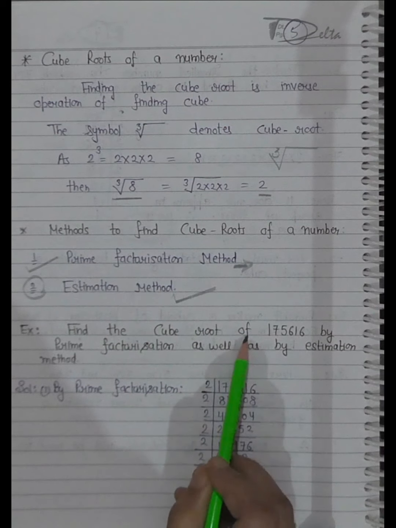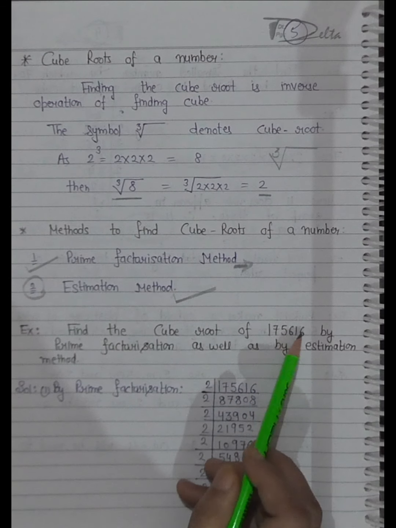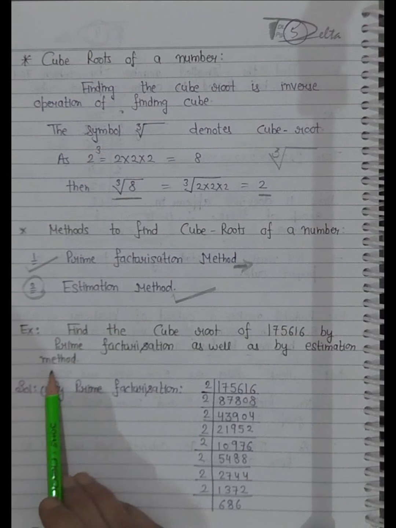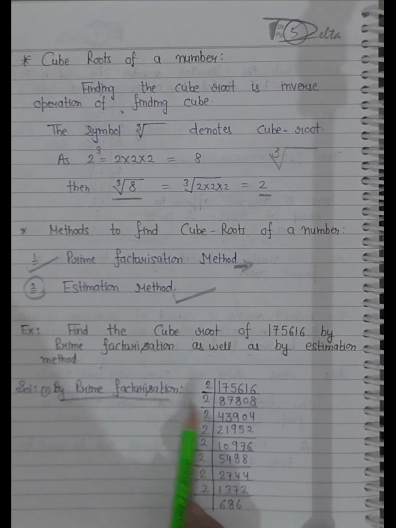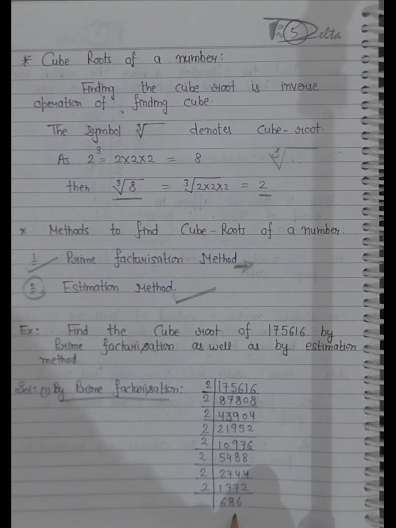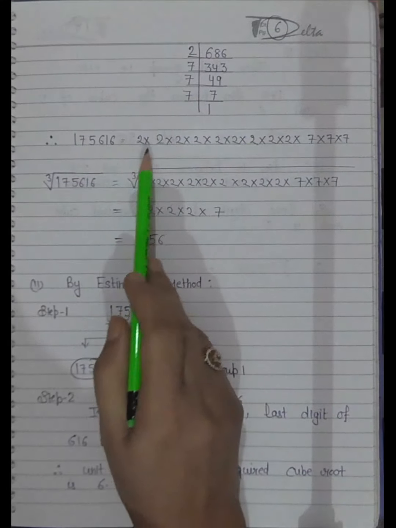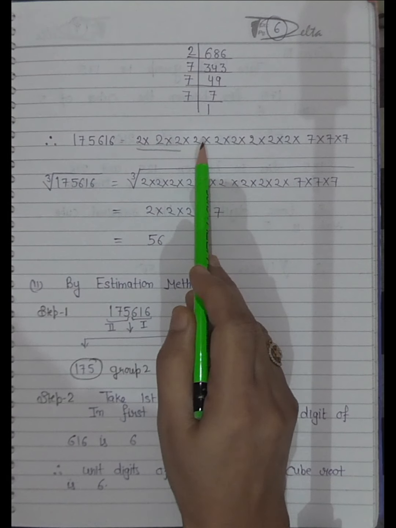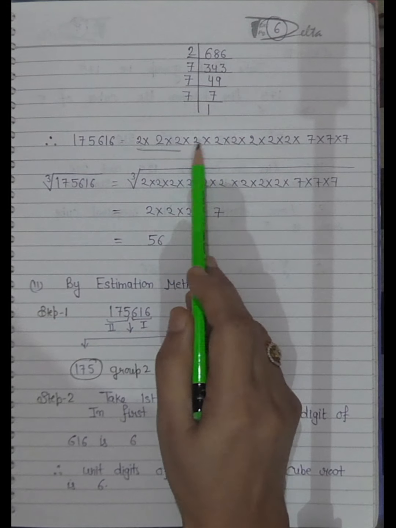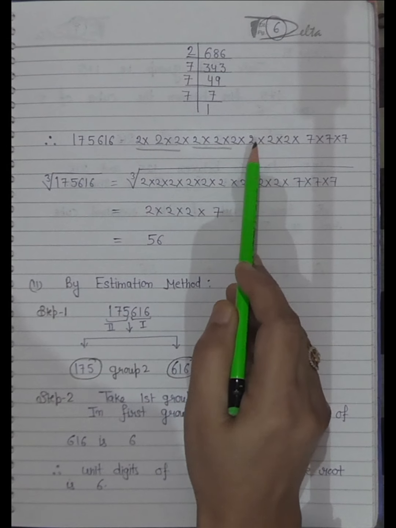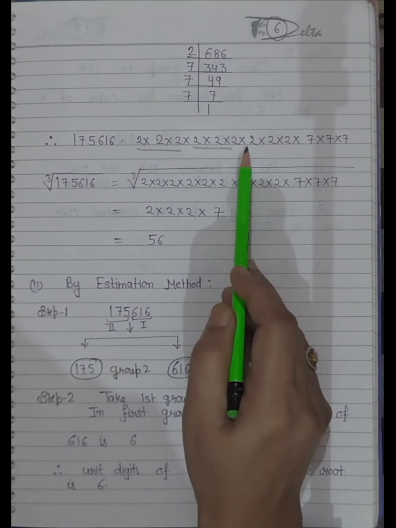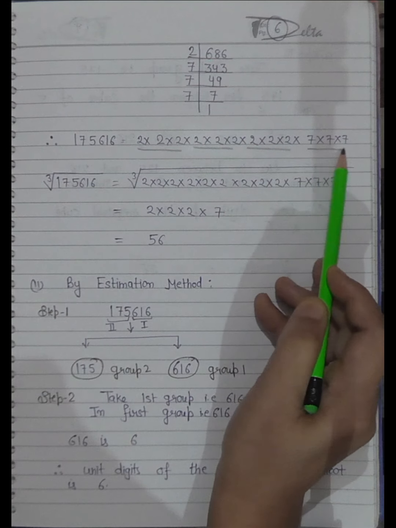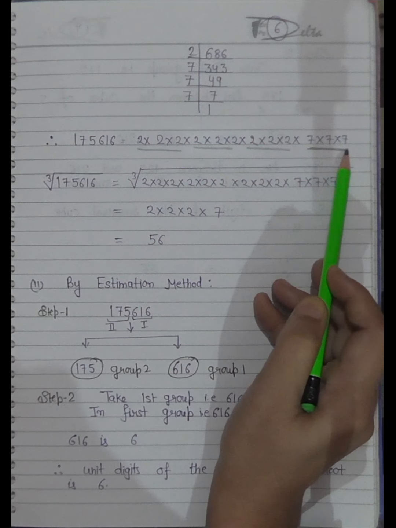Find the cube root of 175616 by prime factorization as well as the estimation method. Here by the prime factorization method I have done the procedure. I think you know it very well. It is 2 multiplied by 2 multiplied by 2, one group of 2, 2 multiplied by 2 multiplied by 2, second group of 2, 2 multiplied by 2 multiplied by 2, this is the third group, and 7 multiplied by 7 multiplied by 7, this is another group of 3, of 7.